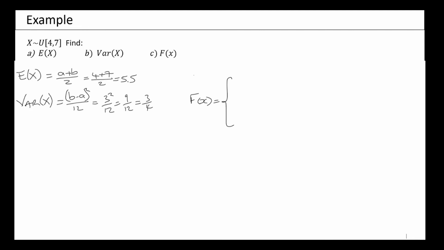So in this case, we'll get (x minus 4) over 3, and the rest just fills in as usual, so zeros and ones. This function is valid in between its limits, 4 and 7, 0 when it's less than 4, and 1 when it's greater than 7.